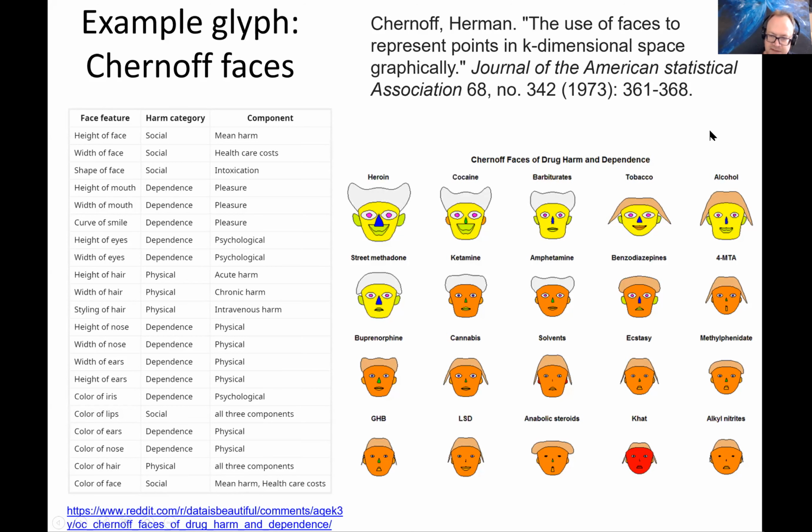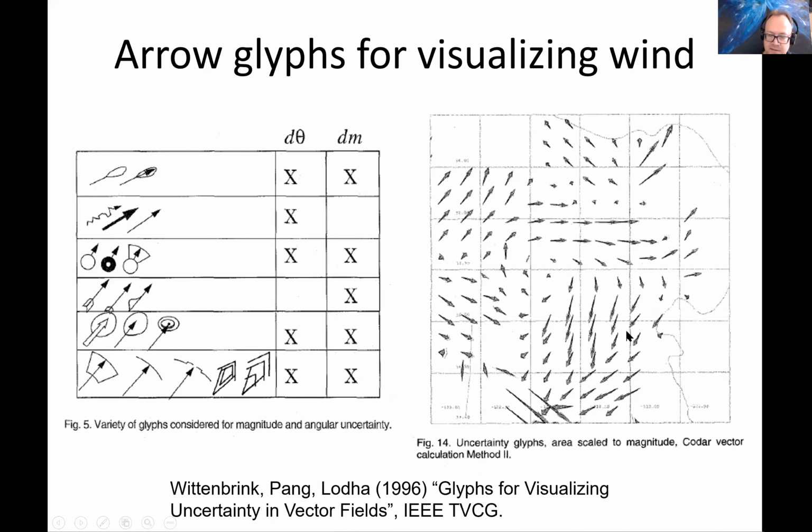A glyph doesn't have to be a face. It could be anything. So here I've got aeroglyphs. And you've probably seen these visualizations of vector fields or wind, where you have a grid, a discrete grid of points. And for each point, we draw an arrow showing the direction and the speed of the wind. In this case, the researchers were interested in also showing the uncertainty in direction and the uncertainty in speed. So they played with different visual designs for glyphs that would show direction, speed, and uncertainty.